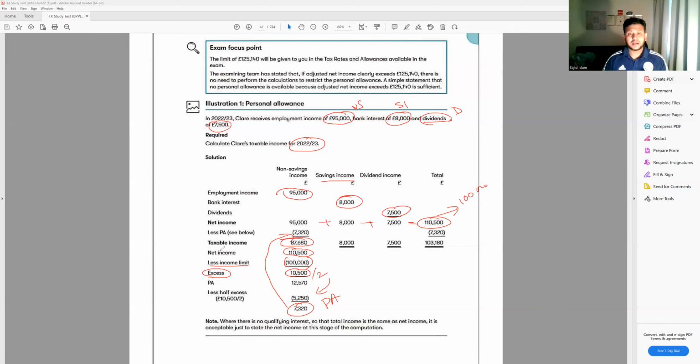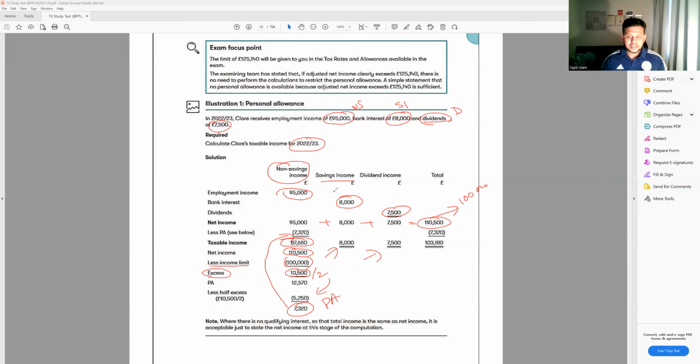Now you might be thinking, why do we always minus the personal allowance from the non-savings income? Why don't we minus it from the savings income or the dividend? The reason is that for non-savings income, we don't have any other allowance. That means there is no allowance I'll get for the non-savings income. Whatever the non-savings income, I have to pay tax straight away.